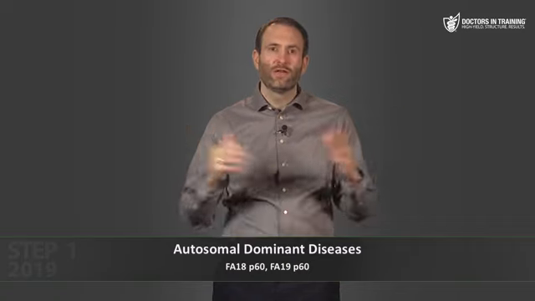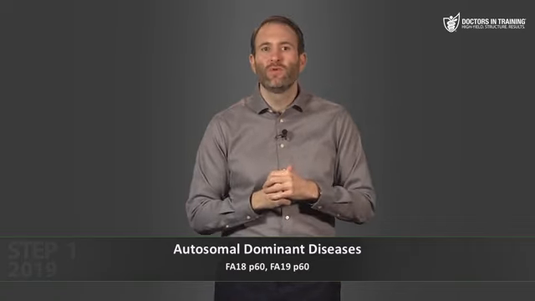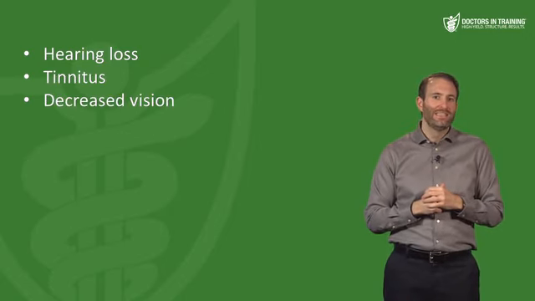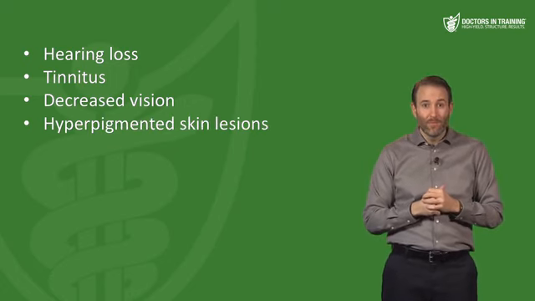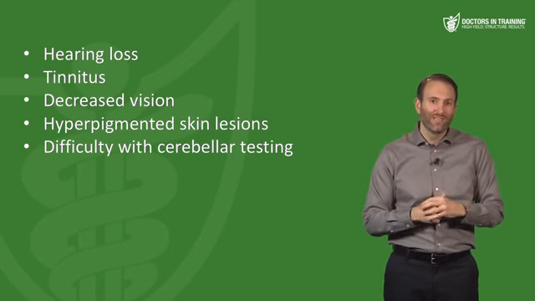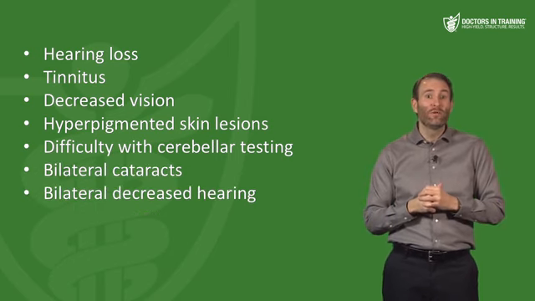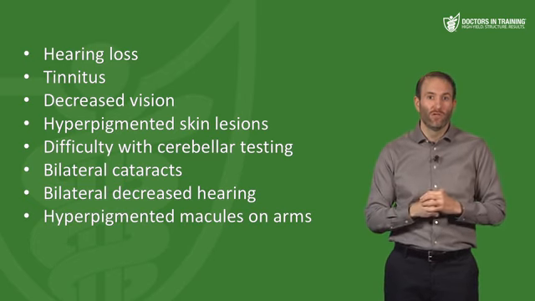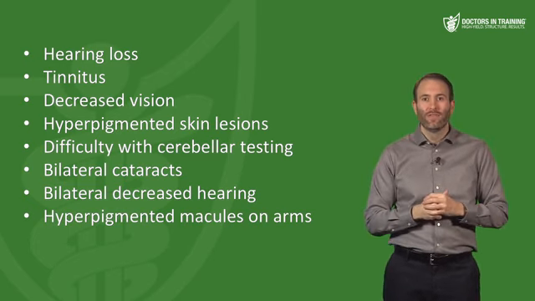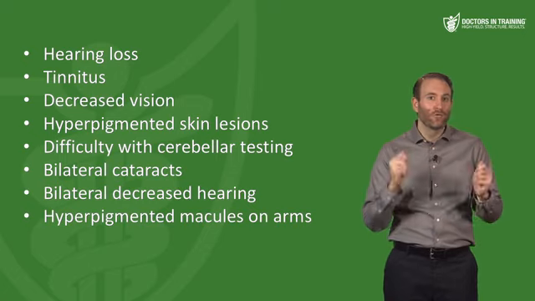All right, so another clinical scenario. A 20-year-old man presents with hearing loss, tinnitus in both ears, decreased vision, and several hyperpigmented skin lesions. On exam, he has difficulty with cerebellar testing, he has bilateral cataracts, decreased hearing in both ears, and you do see four hyperpigmented macules on the arms. What is the diagnosis? Well, the key to this one is the bilateral ear involvement.